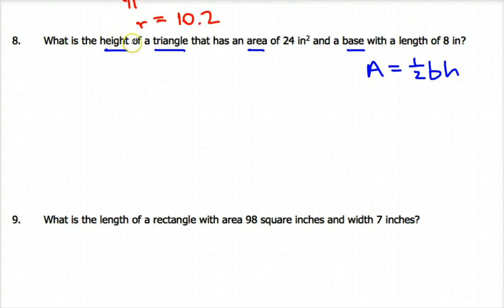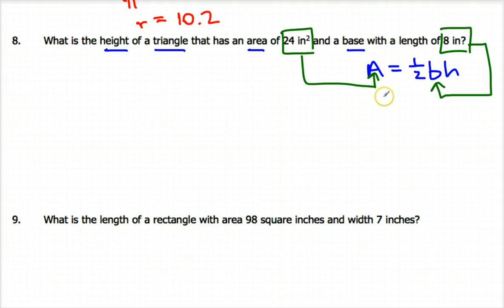So for this problem, I'm trying to find the height. I'm given the base. I know the base is 8 inches long. I'm also given the area. The area is 24 square inches. So I'm going to plug those two numbers in and solve this for h. So I'm going to have the following equation. 24 is equal to 1/2 times my base, which is again 8, times h.